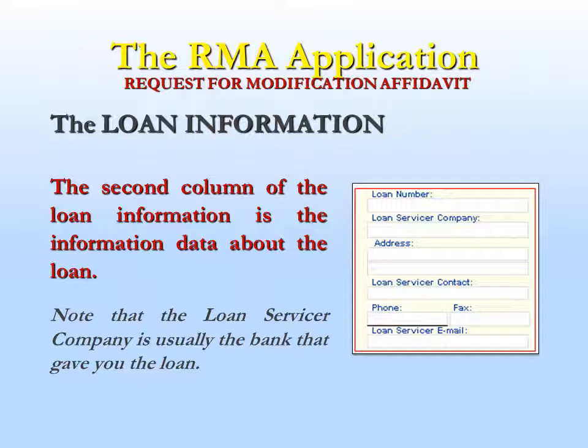The second column of the loan information is the information data about the loan. Note that the loan servicer company is usually the bank that gave you the loan.